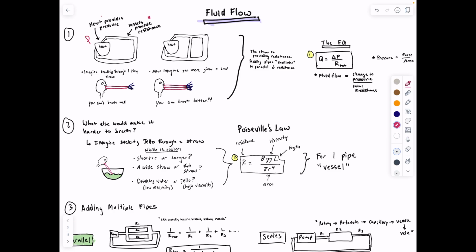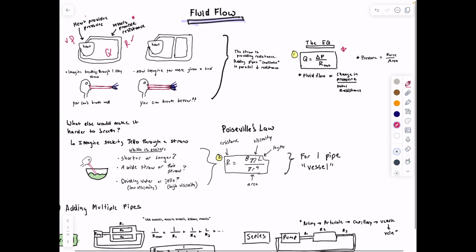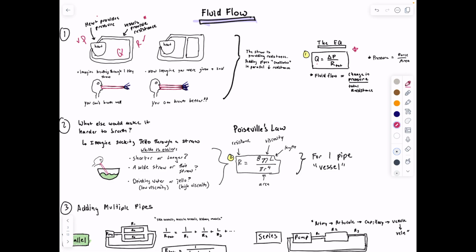And so the heart is providing pressure, the vessels are providing resistance, and the flow, Q, is caused by the pressure and limited by the resistance. And so that gives us our first equation, which is Q is equal to delta P divided by resistance. So flow is caused by pressure and limited by resistance.